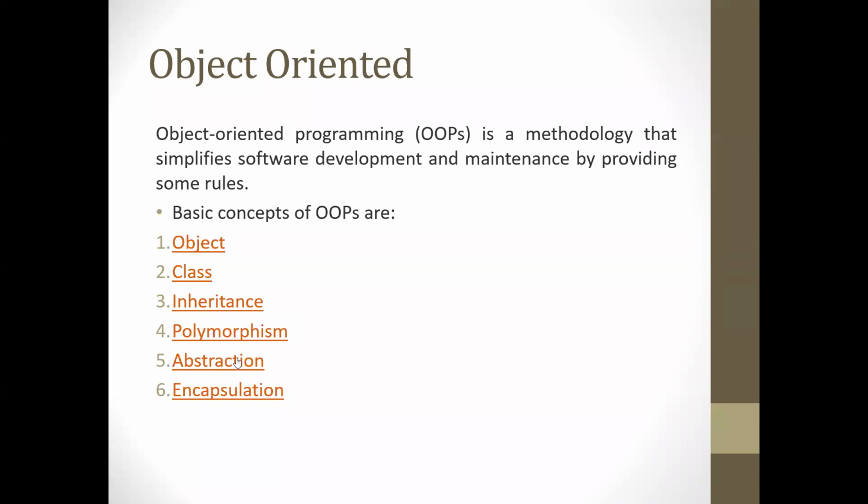Abstraction means hiding the unimportant information which is not required by the user. Encapsulation means binding of the data and function into a single unit. These are all features which are available in C++, but are also present in Java.